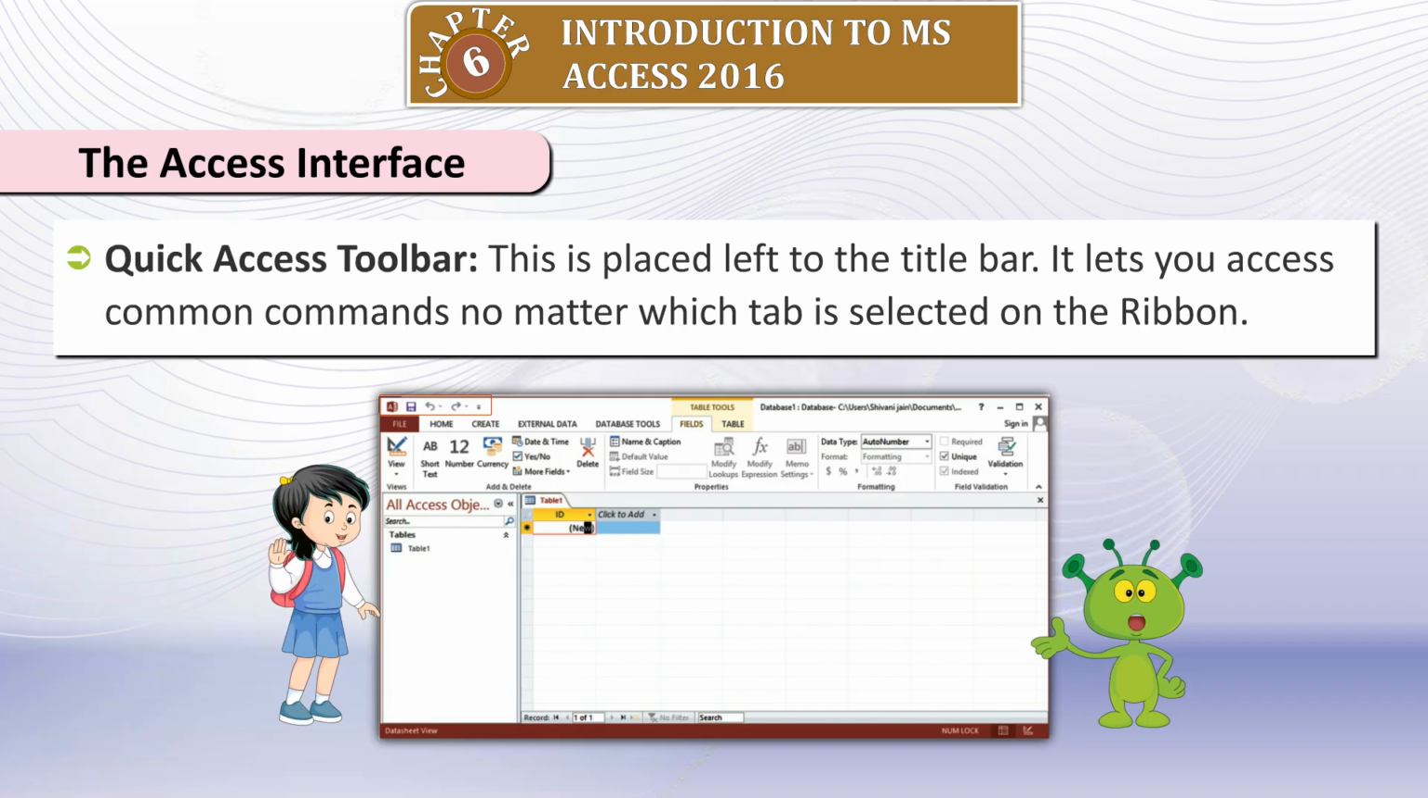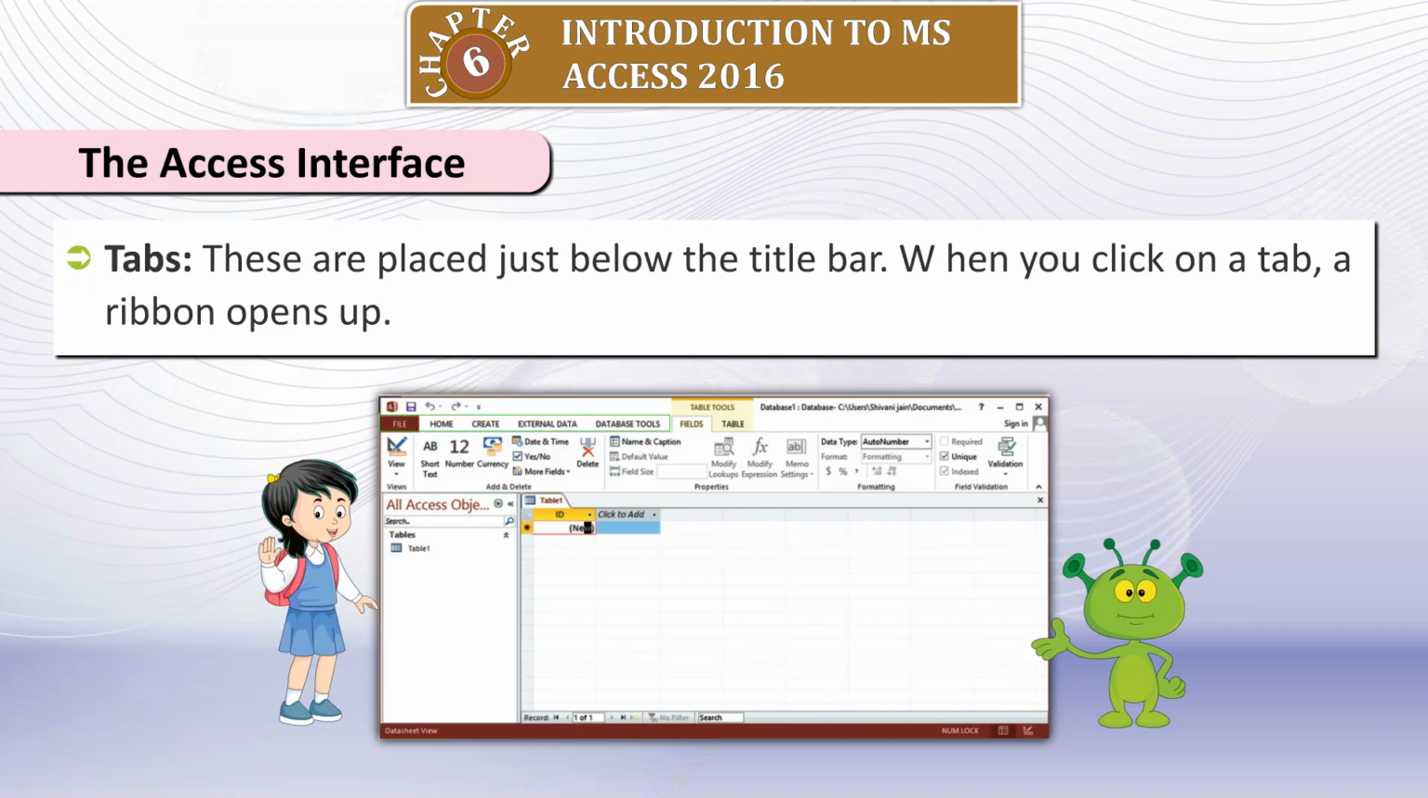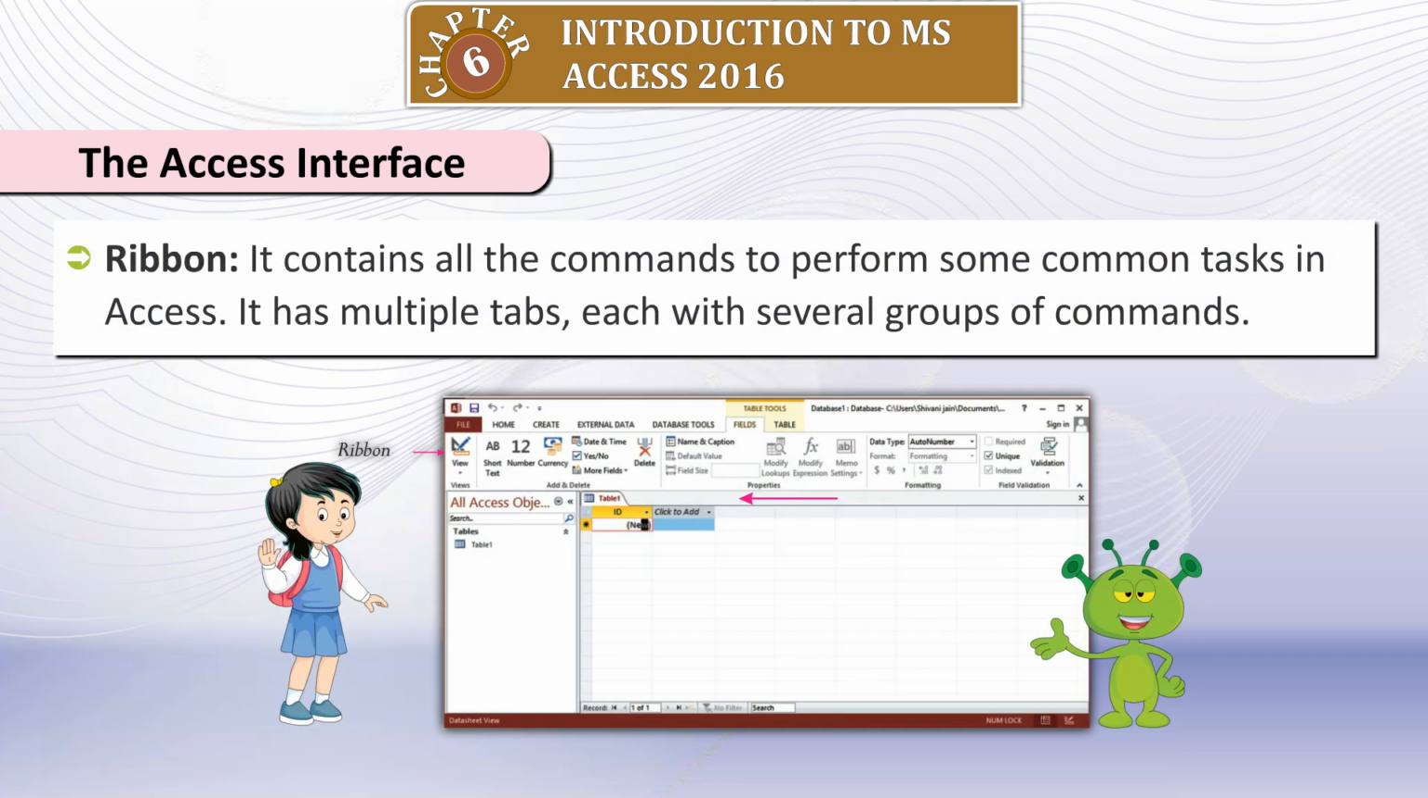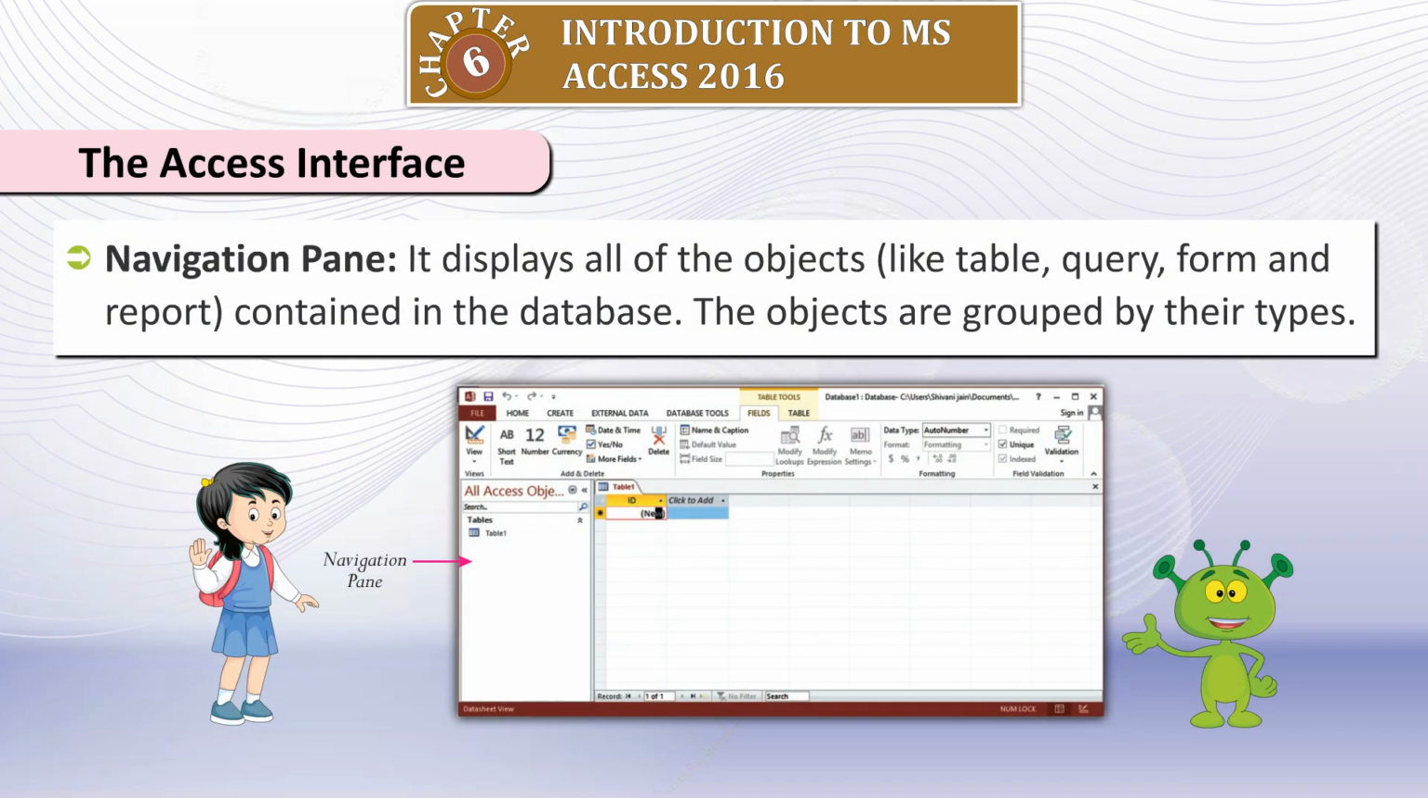It lets you access common commands no matter which tab is selected on the ribbon. Tabs. These are placed just below the title bar. When you click on a tab, a ribbon opens up. Ribbon. It contains all the commands to perform some common tasks in Access. It has multiple tabs, each with several groups of commands.